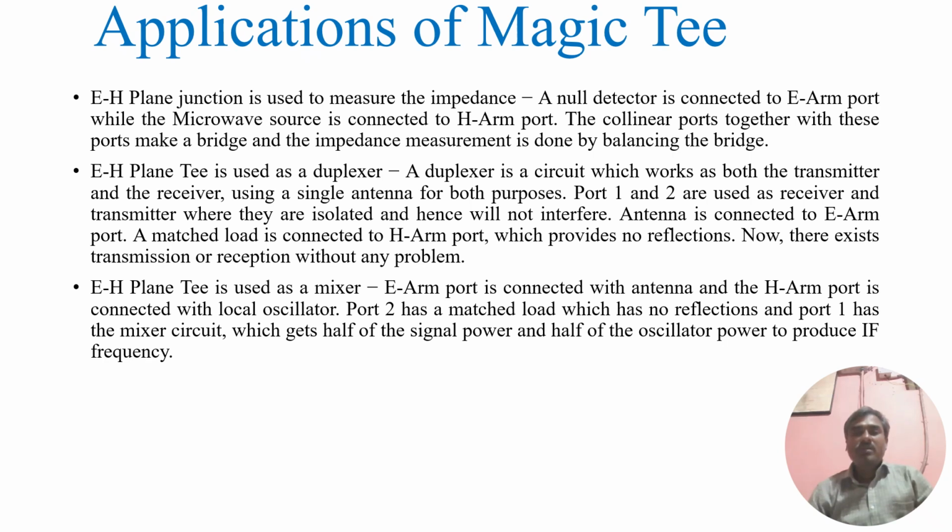The E arm is connected to the antenna and the H arm is connected to the local oscillator. So port 2 has a matched load with no reflections and port 1 has the mixer circuit, so that we can get the intermediate frequency signal.